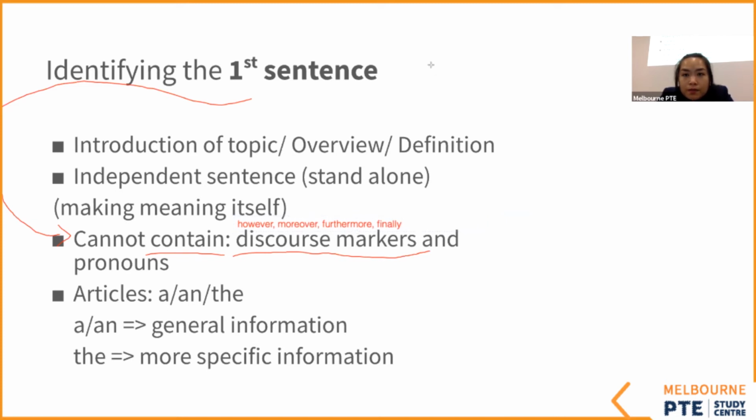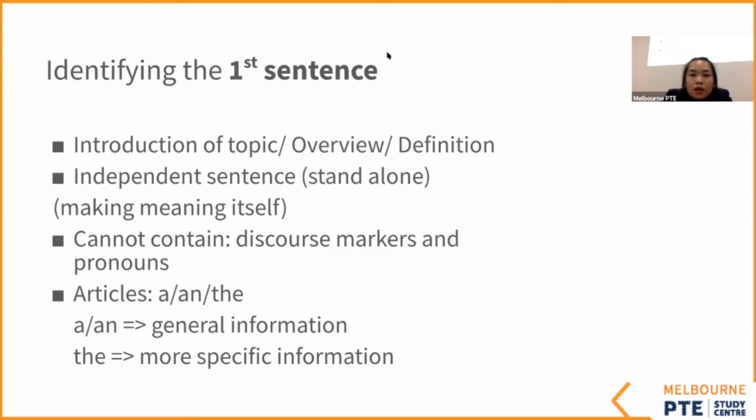Next one. The first sentence cannot contain pronouns. So that's why when you are reading, you need to pay attention to pronouns. Okay. For example, like that example I gave you: he, she, us, right? This and that. Okay. So for example, who is she? Have no idea. So the first sentence cannot contain a pronoun.